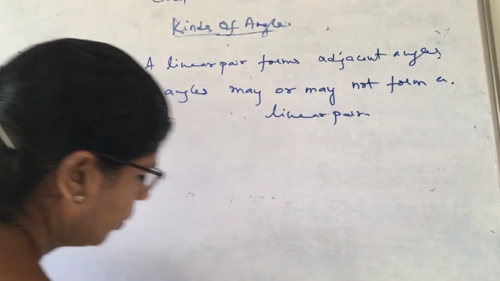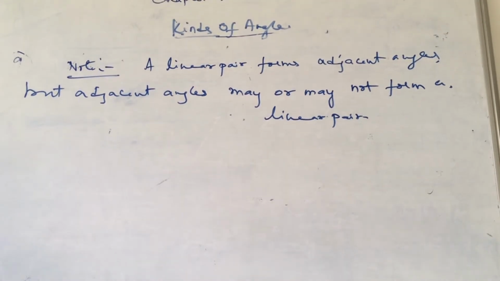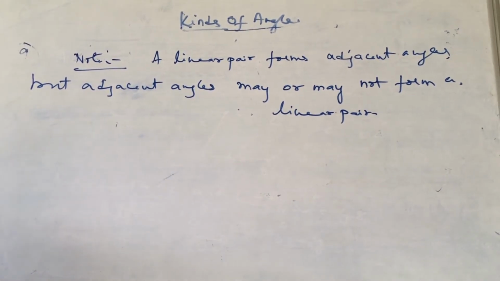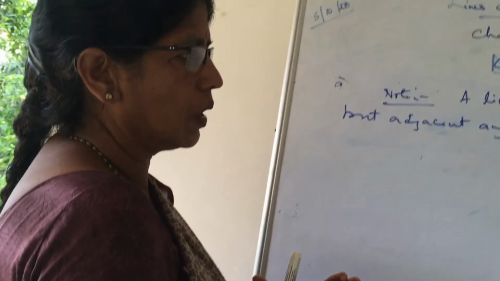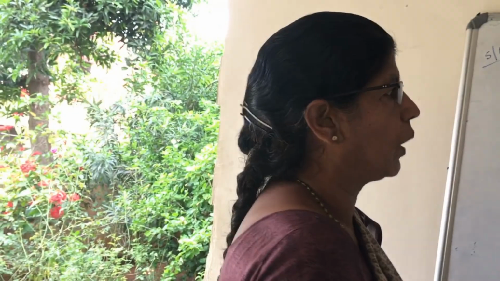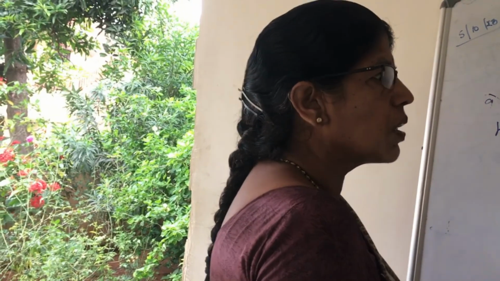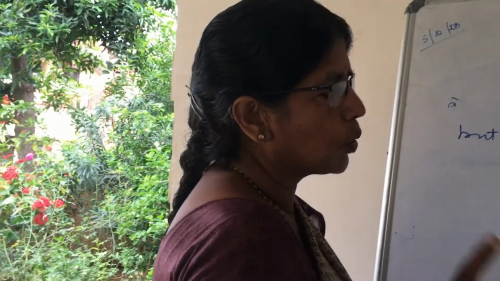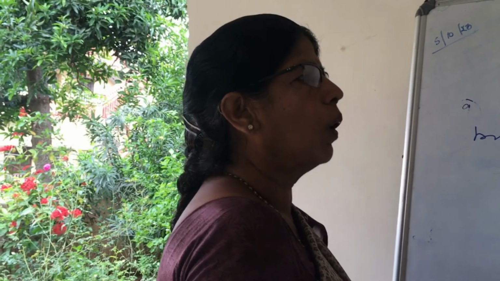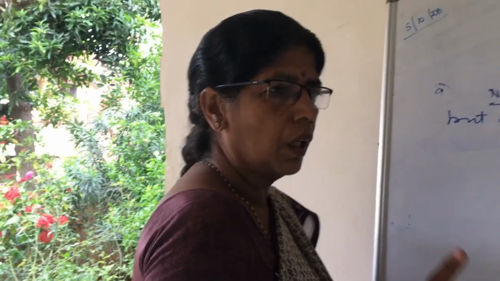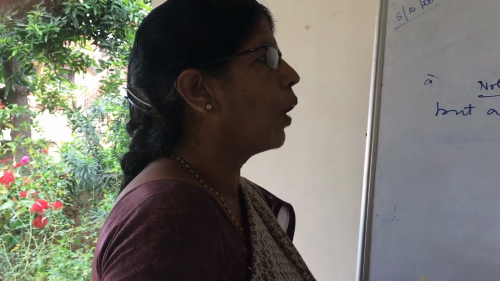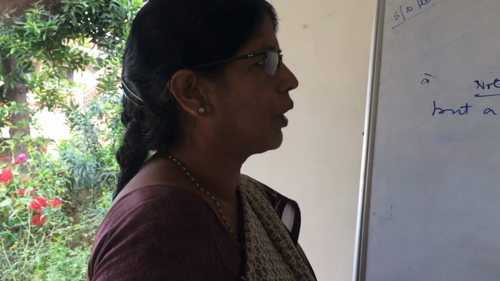Understood? Can you recollect your definitions? Linear pair means a pair of adjacent supplementary angles is called a linear pair. Not only adjacent, but their sum must be equal to 180 degrees. But for adjacent angles, children, they must have a common vertex and a common arm. All adjacent angles do not form a linear pair, but all linear pairs will form adjacent angles. Two angles whose sum is 180 are called supplementary. Two angles whose sum is 90 are called complementary.